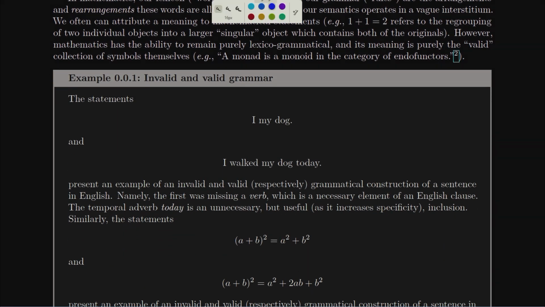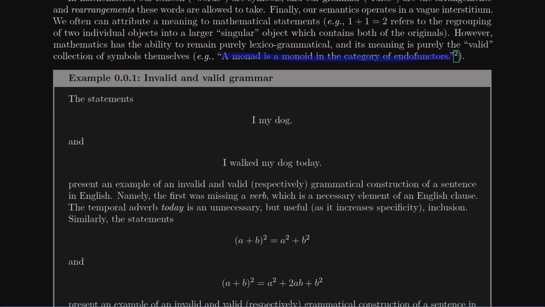Now, sometimes I do say that mathematics has the ability to remain purely lexicogrammatical. I made that word up. I don't know if it's actually a real word, but what I'm saying is that sometimes we don't really have a semantics to associate to mathematics. A good example here, a monad is a monoid in the category of endofunctors. We can't really understand that in any sort of physical reality, but mathematics still allows these statements to be included within it. So we're not going to worry about statements like that.